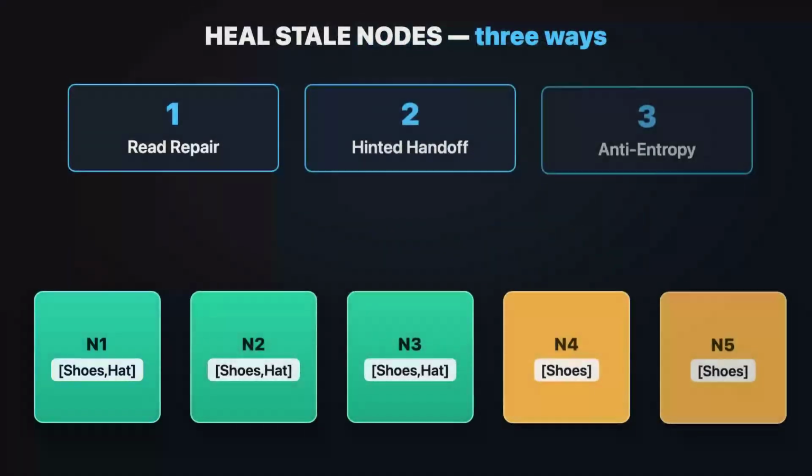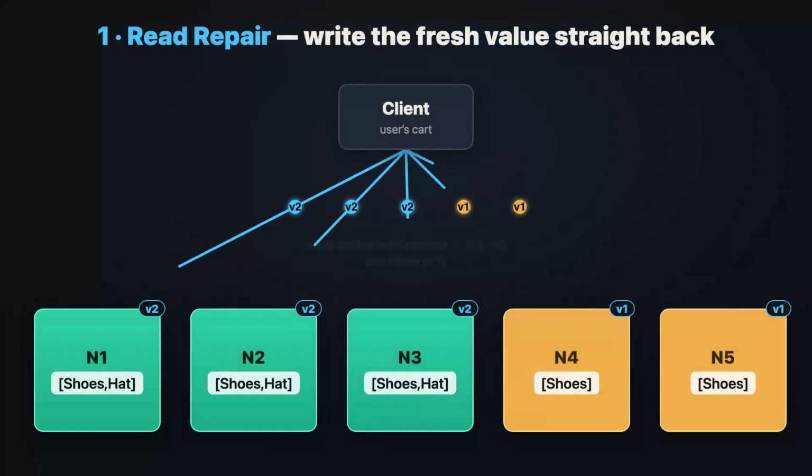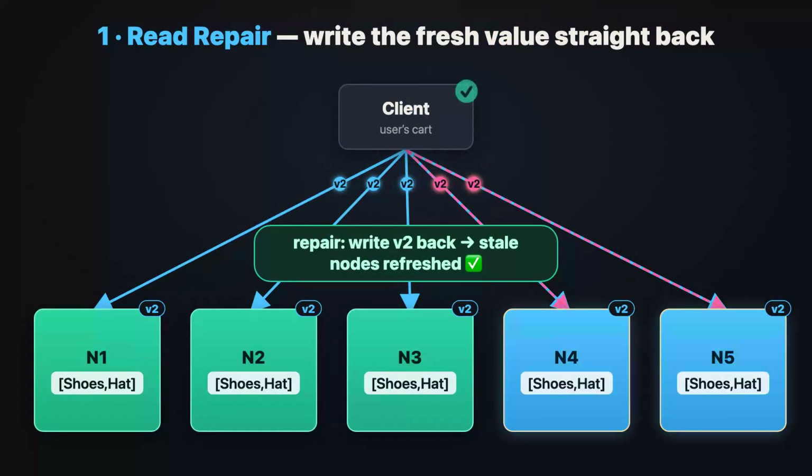But we still have stale nodes out there holding old data, and there are 3 ways to heal them. First, read repair. When the client sees a node return a stale value, it writes the fresh value straight back to it. Second, hinted handoff.